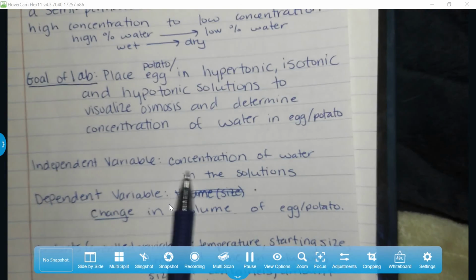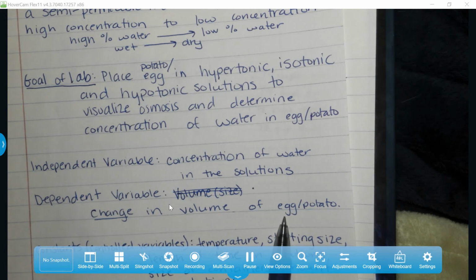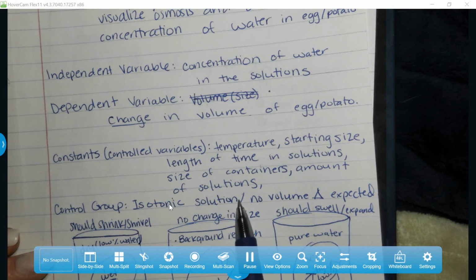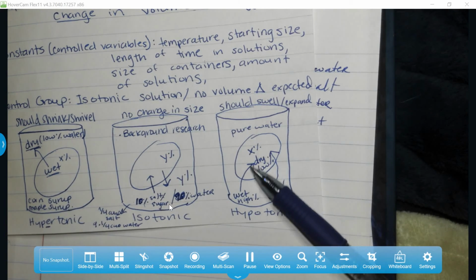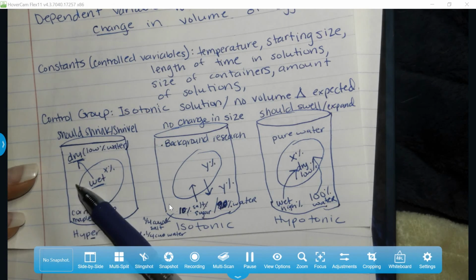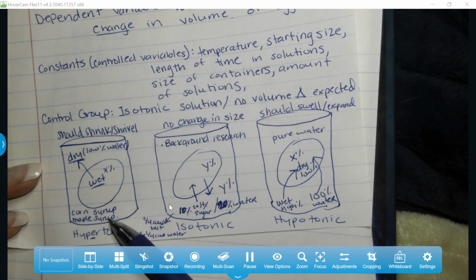So that's our background. Our independent variable is the concentration of water in the solutions. Our dependent variable, we're looking for if there's a change in size in our substance, the egg or the potato. We have a bunch of constants, everything other than the concentration of water, ideally. One of the eggs we're going to put in pure water to try to make it swell in our hypotonic solution. One of our eggs we're going to put in either water that we put a lot of salt and sugar in to try to make it a really low percentage of water, or we can also use corn syrup or maple syrup or something like that if we have it. Maybe even chocolate syrup, I'm not sure.